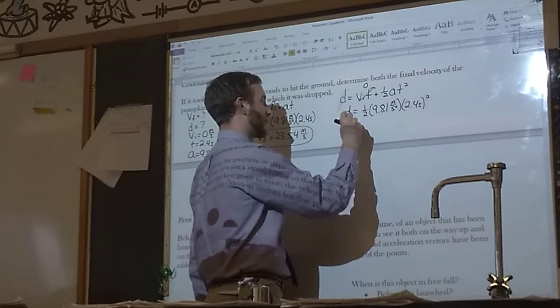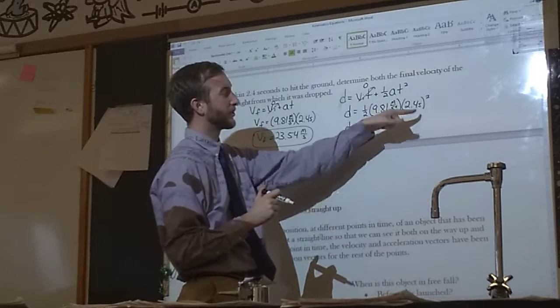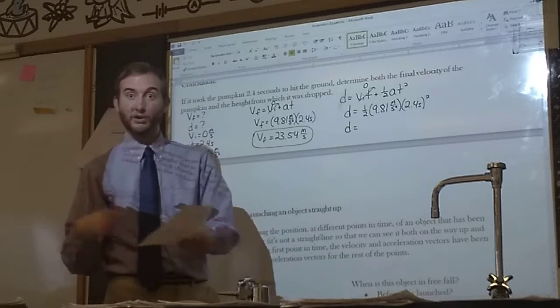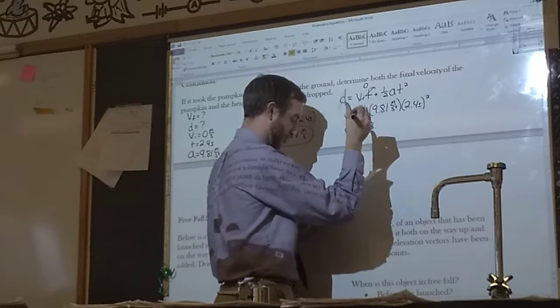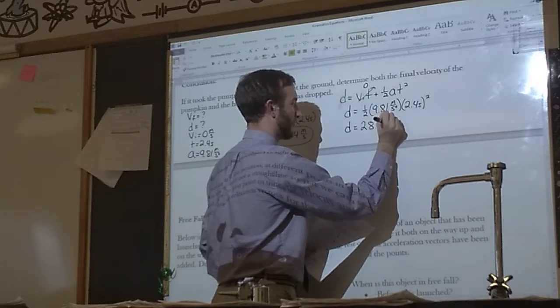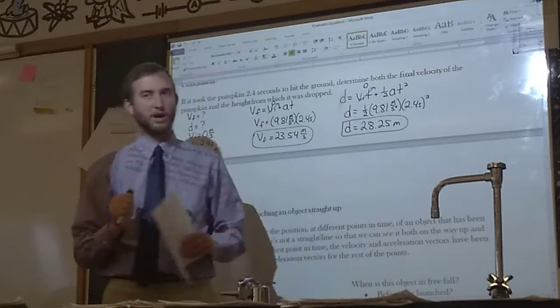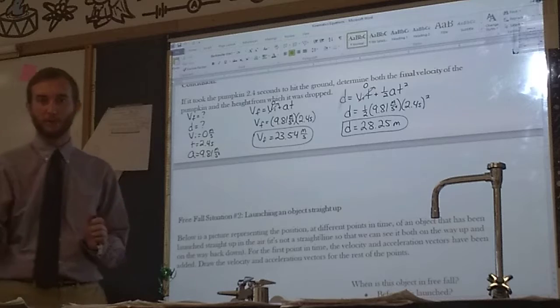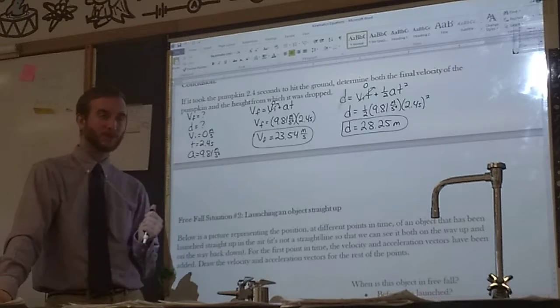So, what ends up happening is I do 1/2 times 9.81 times 2.4 squared. The answer should come out, and I encourage you to check this on your own, to 28.25 meters. Now, how tall is that? Is that taller or shorter than the roof of the 3rd story on the school building here? Turns out that's almost twice as tall, which sounds weird.